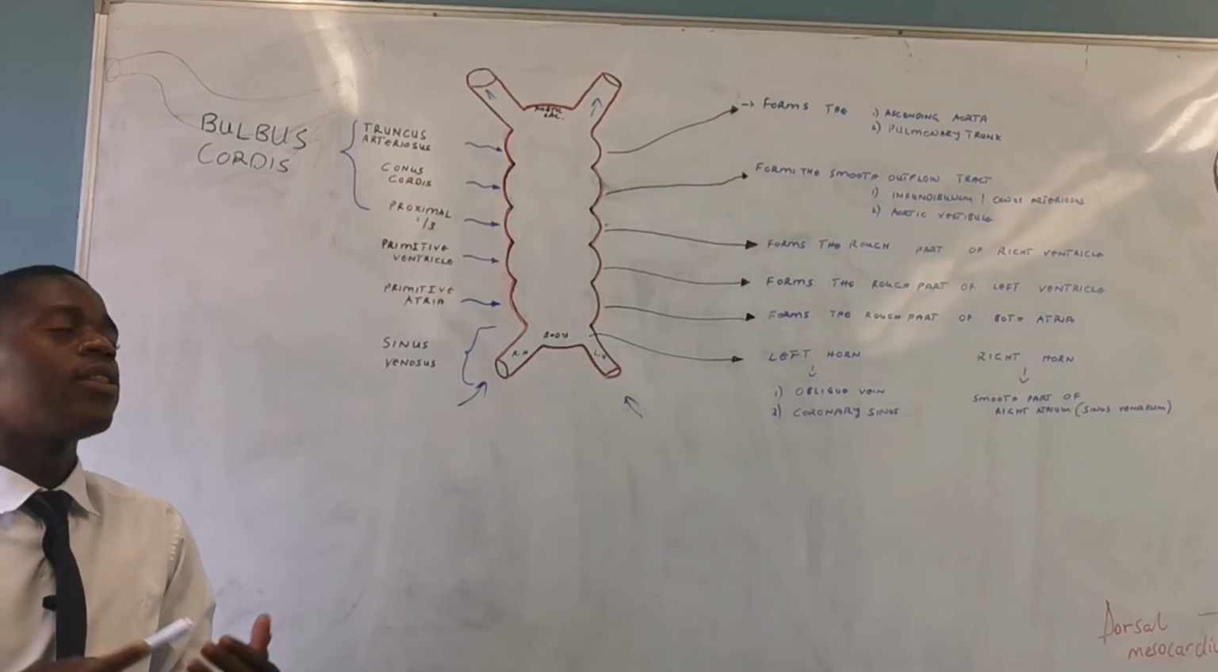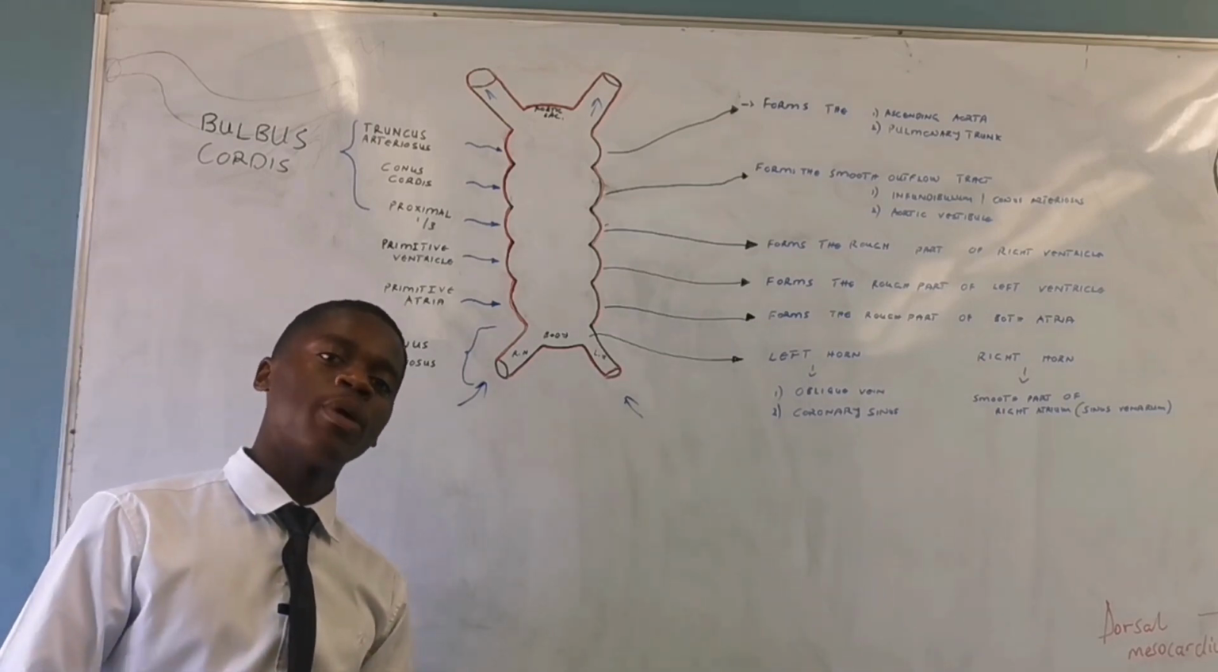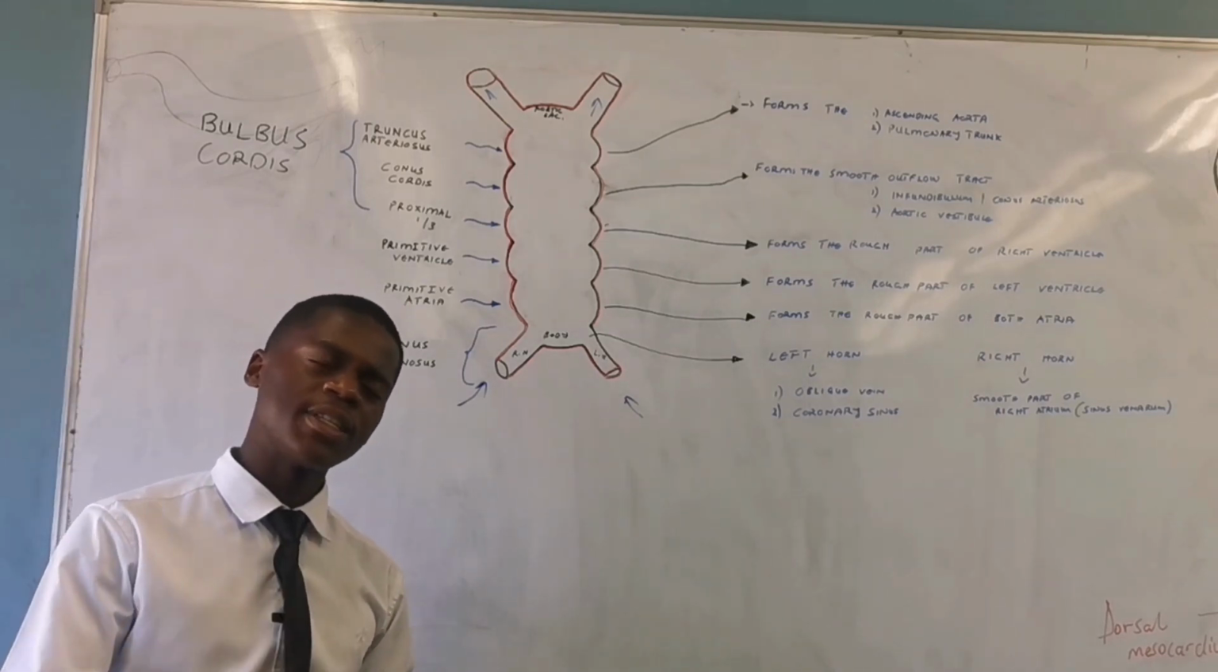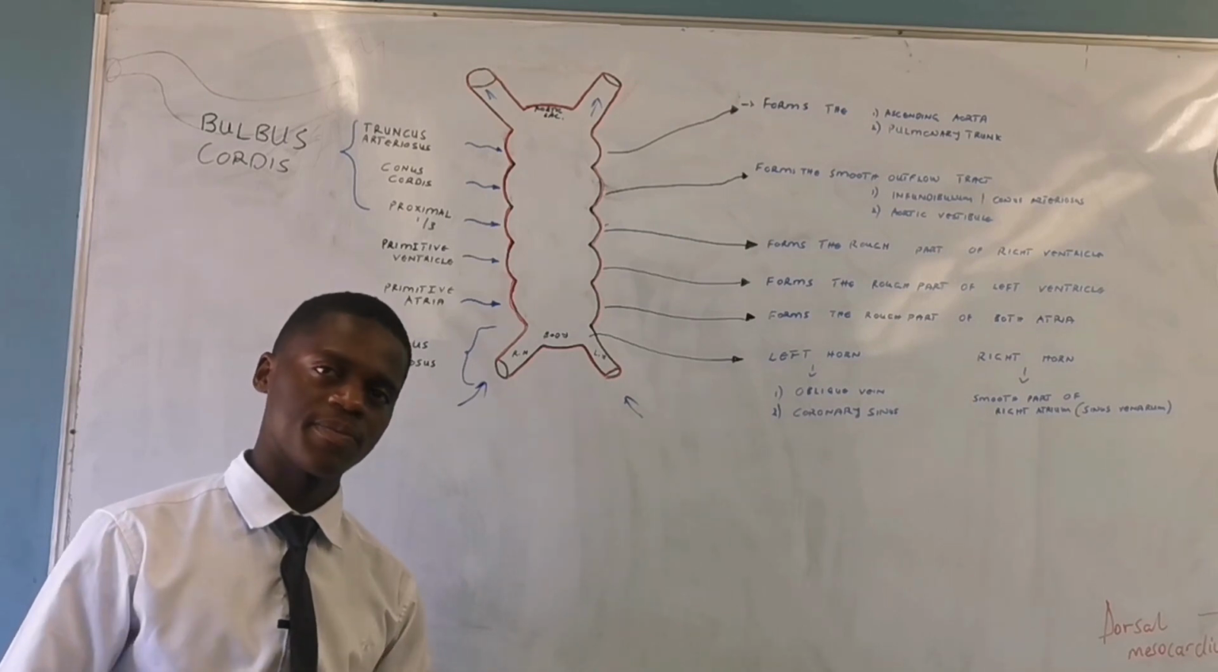What we also need to know is the conus cordis. The conus cordis is going to form the smooth part of both ventricles. Which is this smooth part? We are talking about the outflow tract.